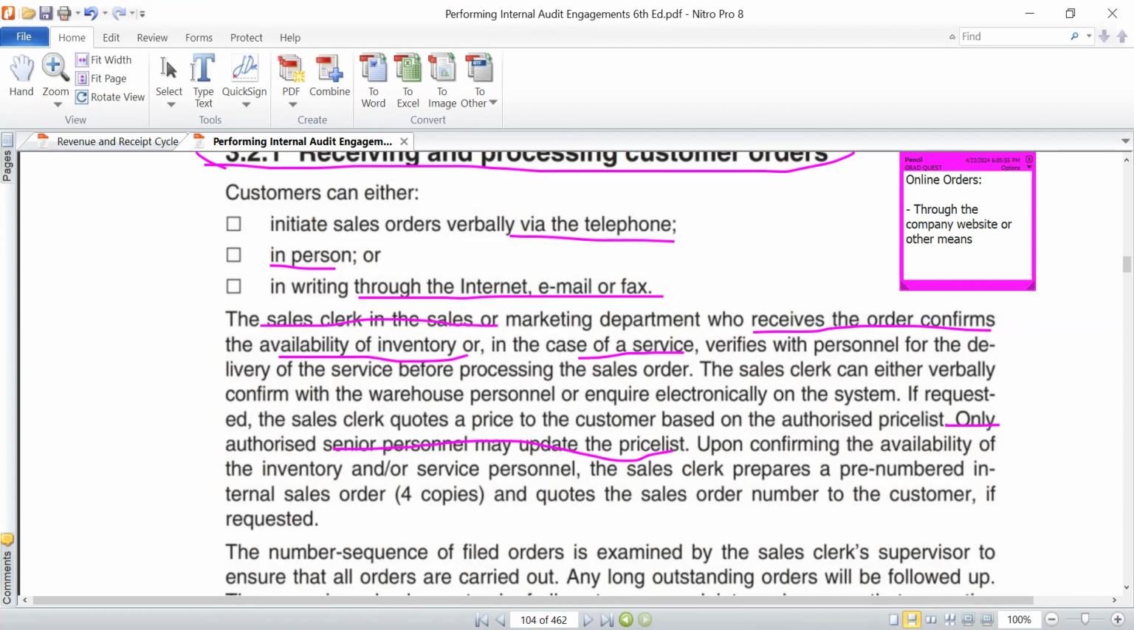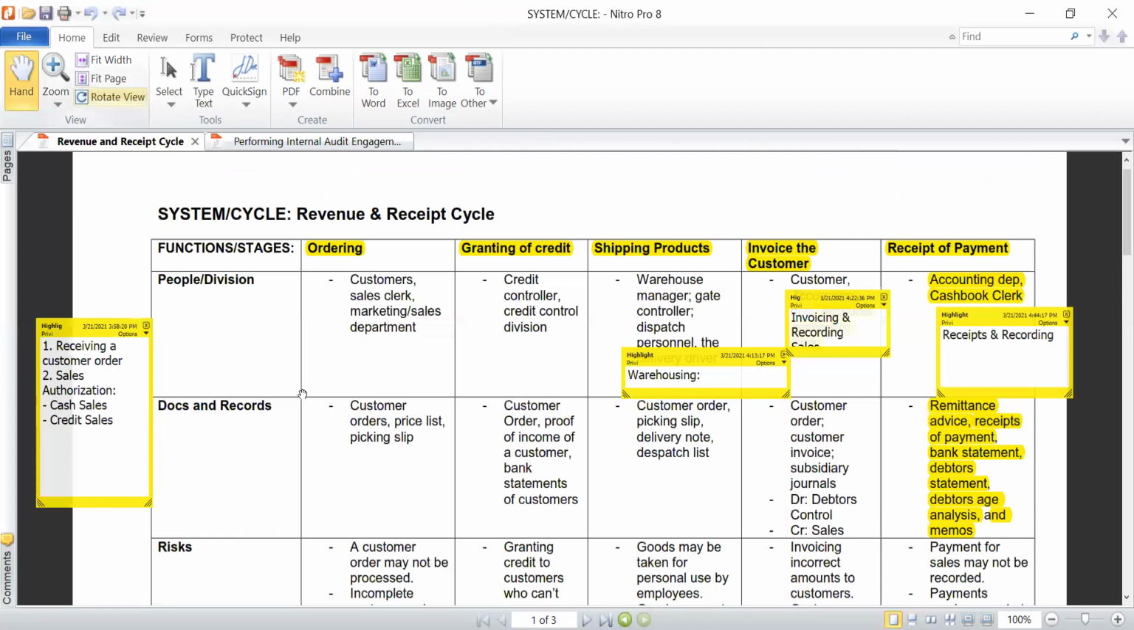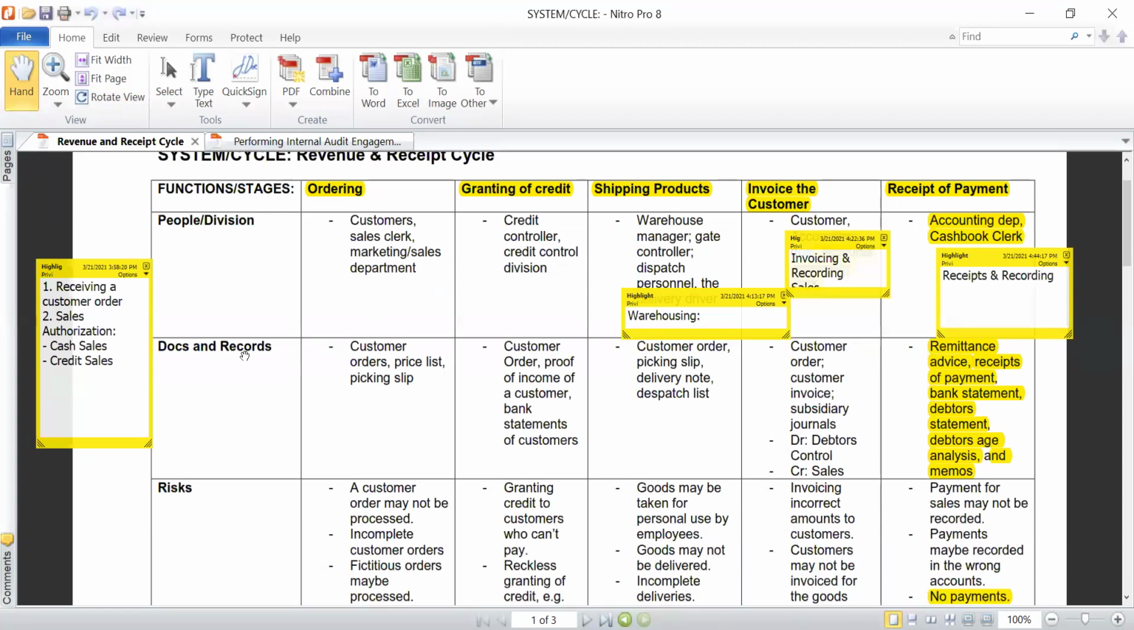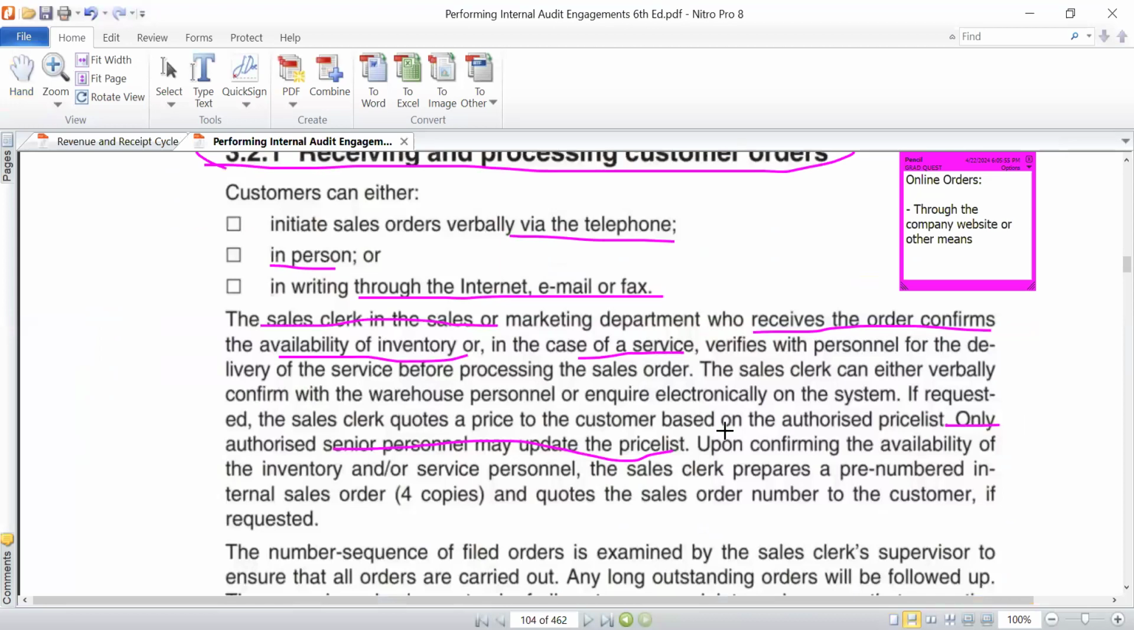So in terms of documents, that's why you notice under documents and records, I indicated number one, there has to be a customer order which will be filled by the customers. Then there has to be a use of a price list. And then of course, a use of a picking slip. So I'm just trying to indicate to you why price lists are important, why customer order forms are important. That's what I'm just trying to also show you from the blueprint.